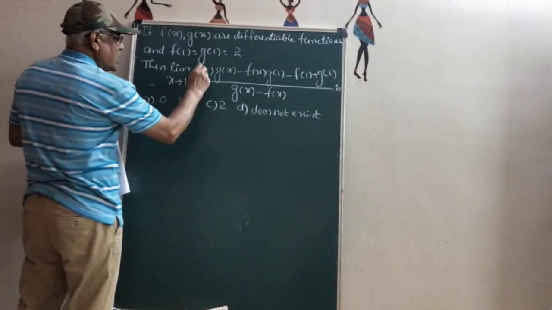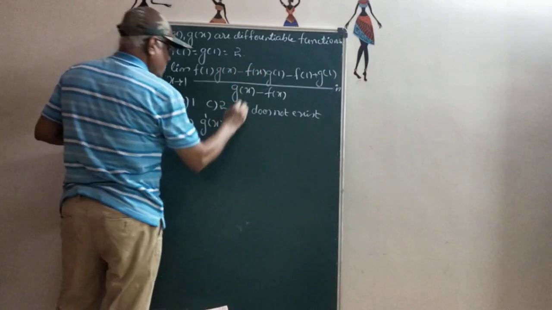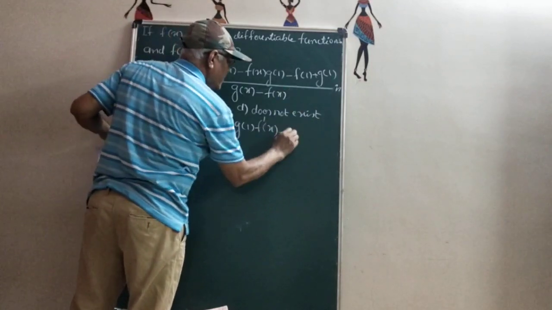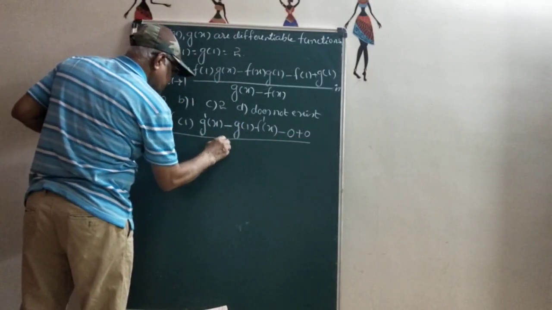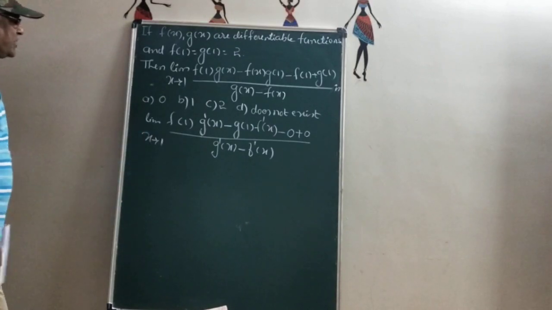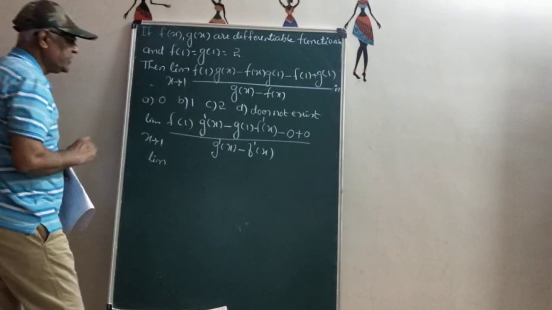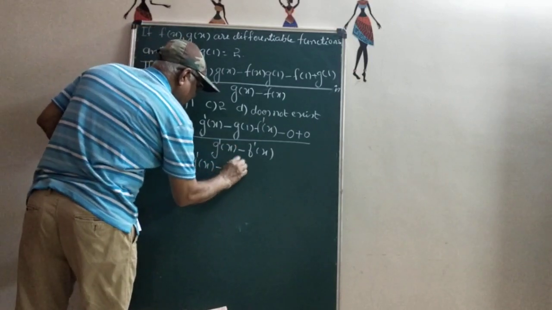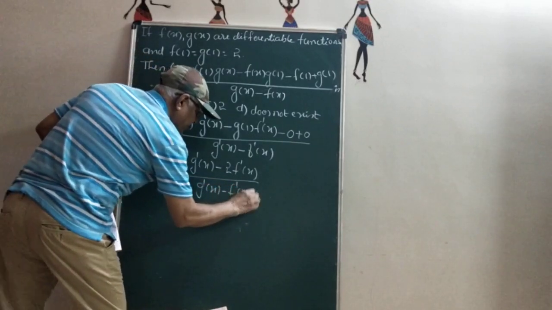Limit of, now f(1) is kept constant, and what is the derivative of g(x)? It is g'(x), minus, once again g(1) is constant, and what is the derivative of f(x)? f'(x), minus; the derivative of f(1) is 0, and similarly the derivative of g(1) is 0, and divided by here the derivative of g(x) is g'(x) minus the derivative of f(x), which is f'(x), as x tends to 1. Now let me replace the values of f(1) and g(1). That's equal to the limit of, now f(1) is 2 into g'(x), minus g(1) is 2 into f'(x), and divided by the denominator g'(x) minus f'(x), as x tends to 1.